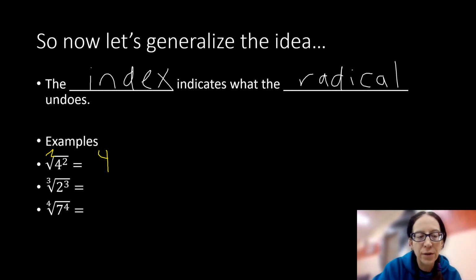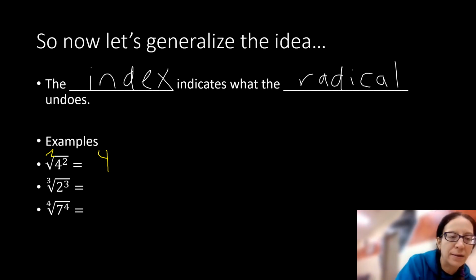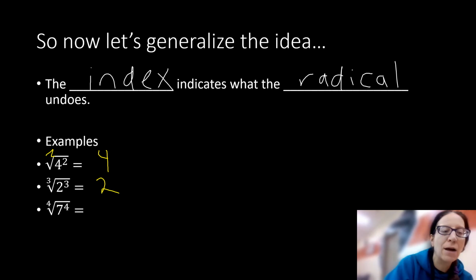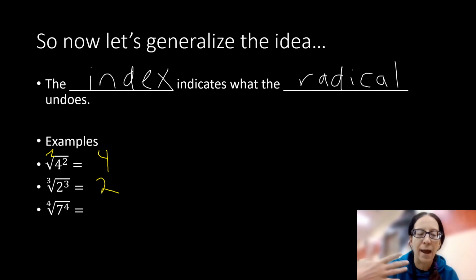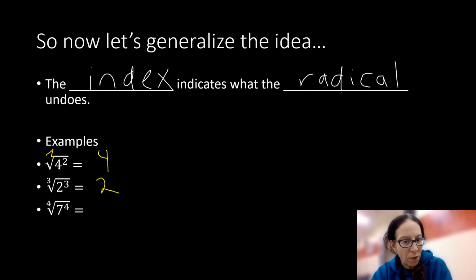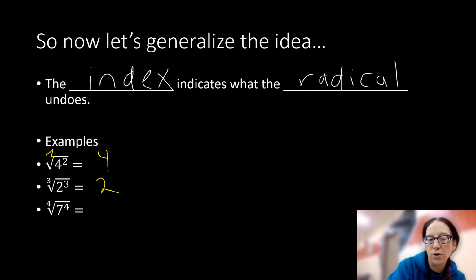A cube root undoes cubing. So if you look at that and you have 2 to the 3rd power, and then you take the cube root of that, well, you know the cube root undoes the cubing, and that's going to leave you with a 2. And now just generalizing that, let's say we have a 4th root. Most of you have never seen this before, but the principle is the same. So if you have 7 and you raise it to the 4th power, and then you want to undo raising it to the 4th power, then you would take something called the 4th root.